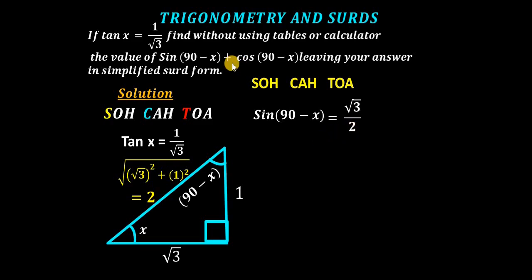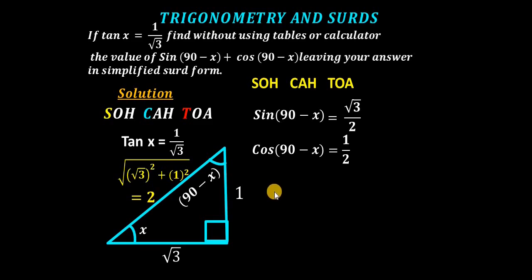Now the same will apply for the case of cosine of 90 minus x. With respect to angle 90 minus x, according to SOHCAHTOA, cosine is adjacent over hypotenuse. So with respect to this angle, the adjacent side is 1 and hypotenuse is still 2. So we're going to have cosine of 90 minus x equal to 1 over 2.